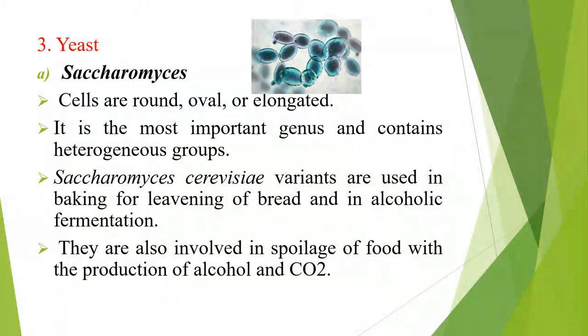So the next group is the yeast. First one is the Saccharomyces. By structure, they can be round, oval, or elongated, and it is one of the most important genera and also contains heterogeneous groups. Saccharomyces cerevisiae is mainly used in the leavening of bread and also in many alcoholic fermentation processes. At the same time, many species of Saccharomyces are also involved in the spoilage of many food items with the production of alcohol and carbon dioxide.